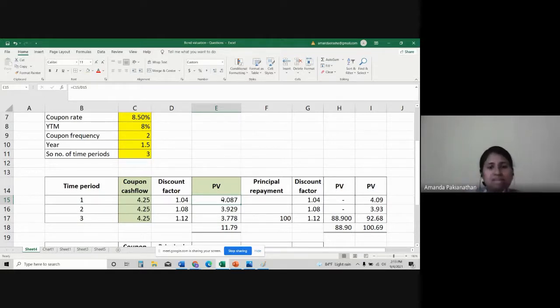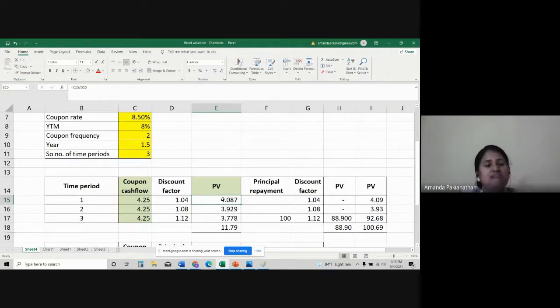The 4 rupees I'm going to get in the first 6 months is more valuable to me than the 4 rupees I'm going to get at the end of 1.5 years. Correct? So the present value is very high for the closest cash flow. Now why am I telling you this? In case you make a mistake in your calculation, these are ways that you can identify it.